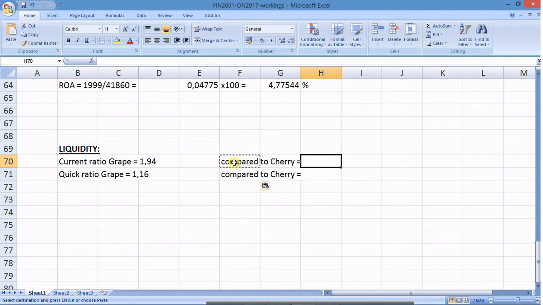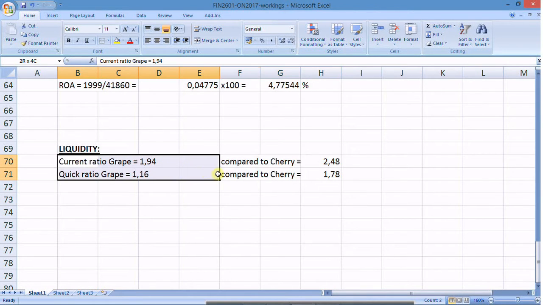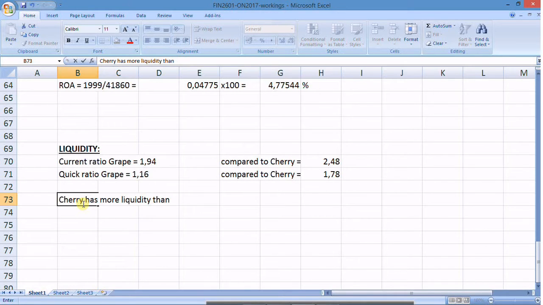Compared to Cherry, what was Cherry? 2.48 and 1.78. Which is bigger? Cherry, for both. So actually, who is more liquid? Cherry is more liquid, because their ratio is bigger. Cherry has more current assets to current liabilities in all instances. I didn't know what this meant, but that's actually straightforward. They're just grouping the ratios, and then you have to comment. So Cherry is more liquid because these ratios are higher.